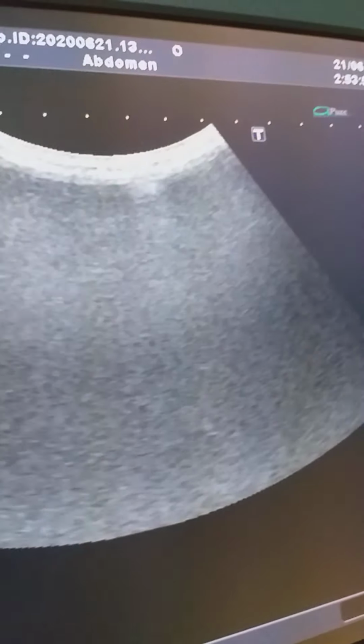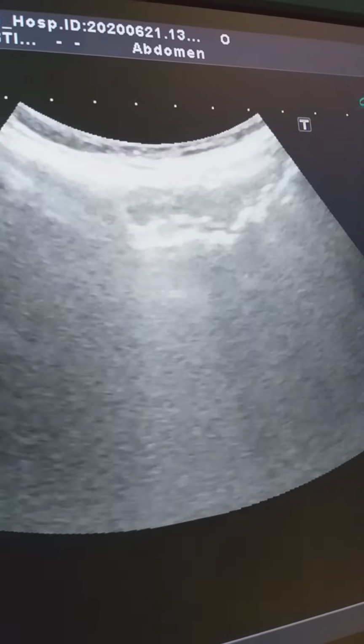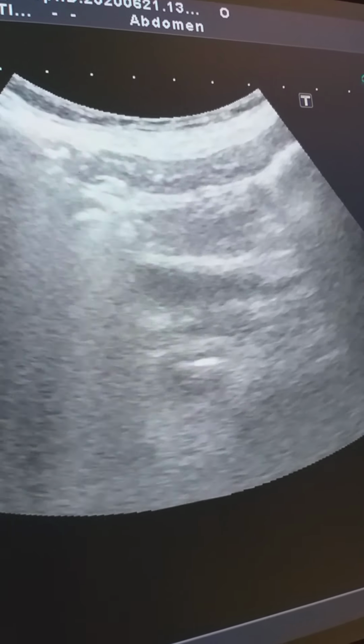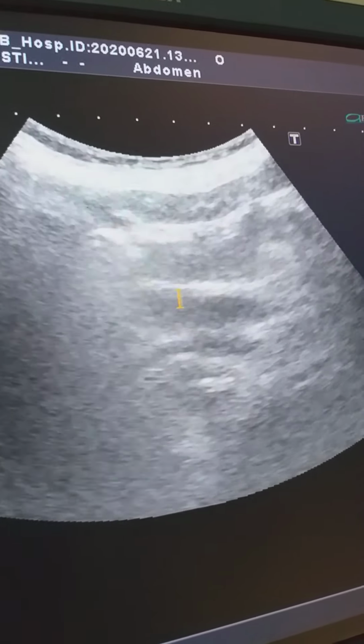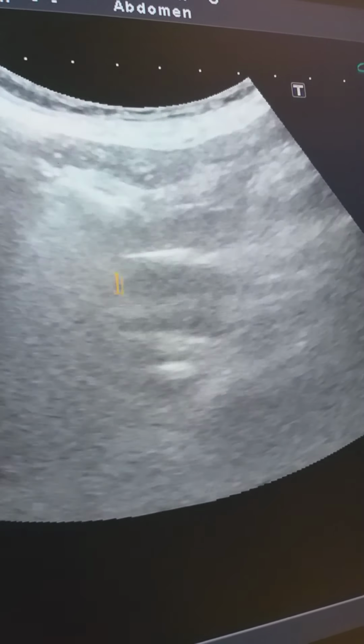The urinary bladder is empty, so we will wait for it. This is the urinary bladder, partially appreciated, and it is normal.